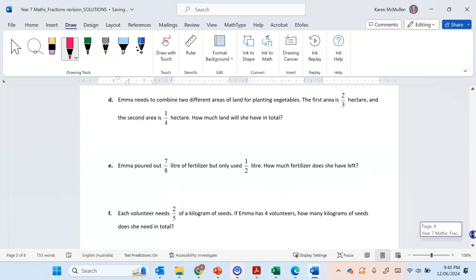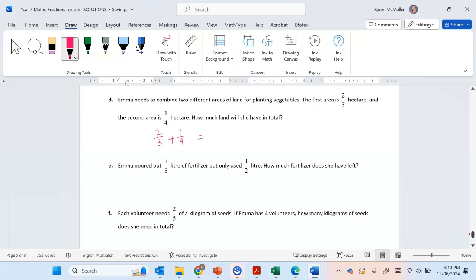All right, and is this the last question? No, got a few more to go. Emma needs to combine 2 different areas of land for planting vegetables. The first area is 2/3 of a hectare and the second is 1/4. How much land? So we've got to add them together. So 2/3 plus 1/4. And we can see that they're not the same denominators.